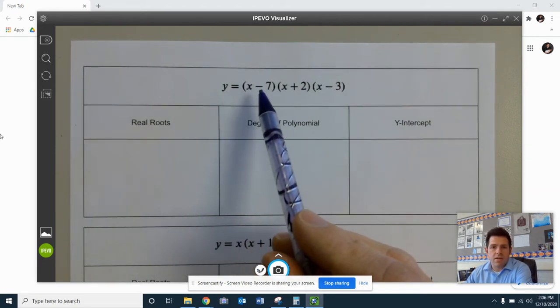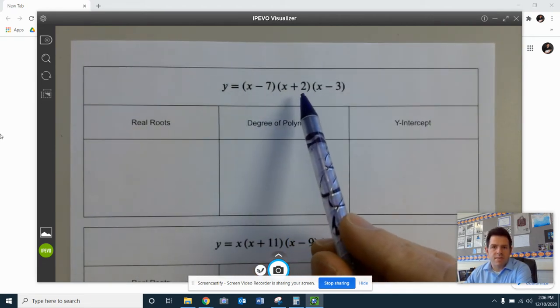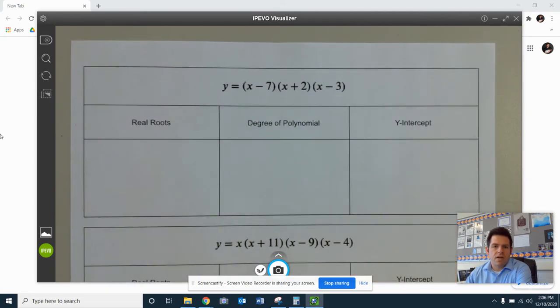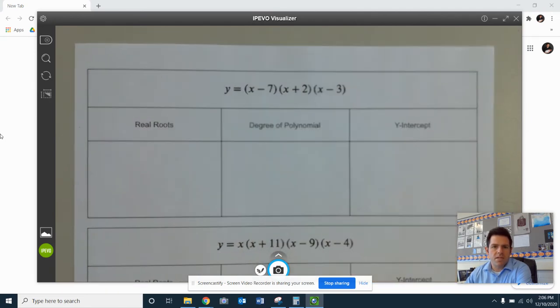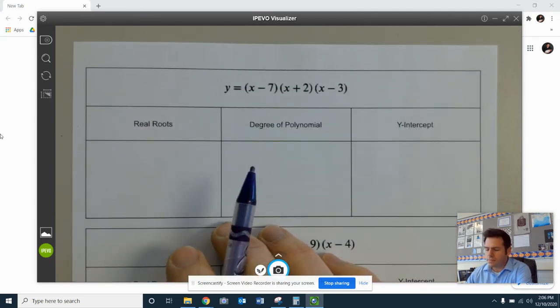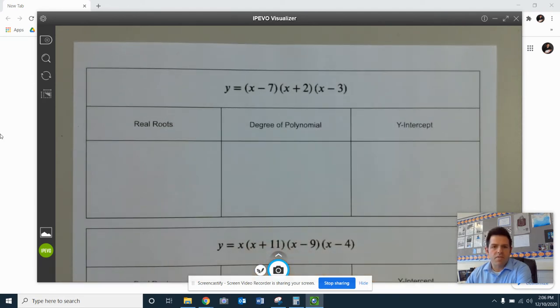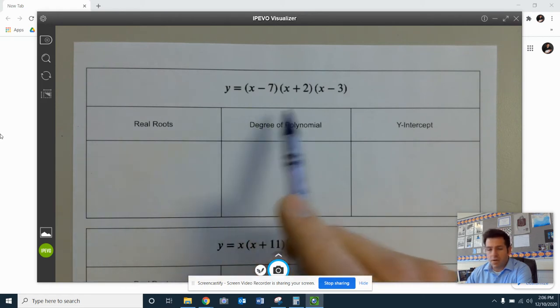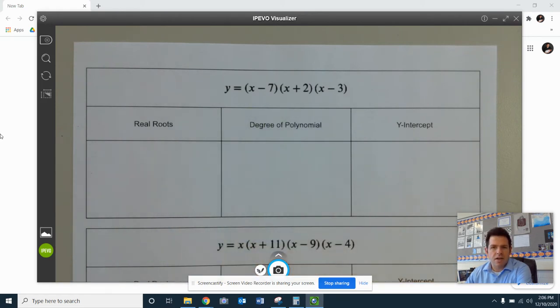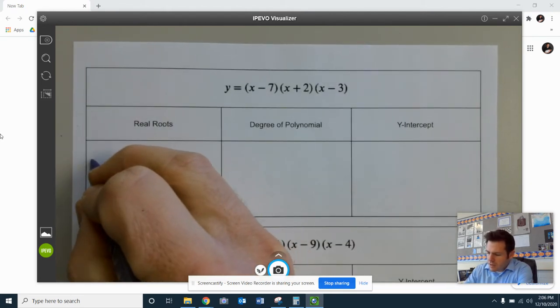Y is equal to the quantity x minus 7 times the quantity x plus 2 times the quantity x minus 3. The roots here should hopefully be something that you're familiar with. It's what we've done in the past. We're applying the zero product property to what we see right here, and it's nice and done up so that we've already had things factored. We could see the factors here, x minus 7, x plus 2, and x minus 3. So the real roots should be the zero product property applied here.